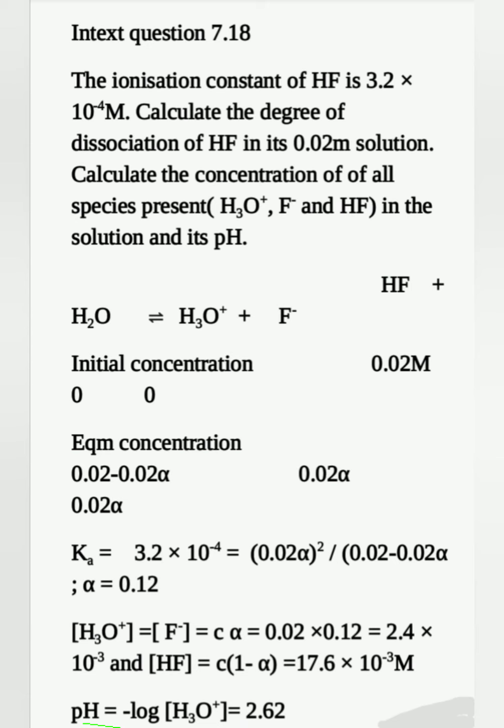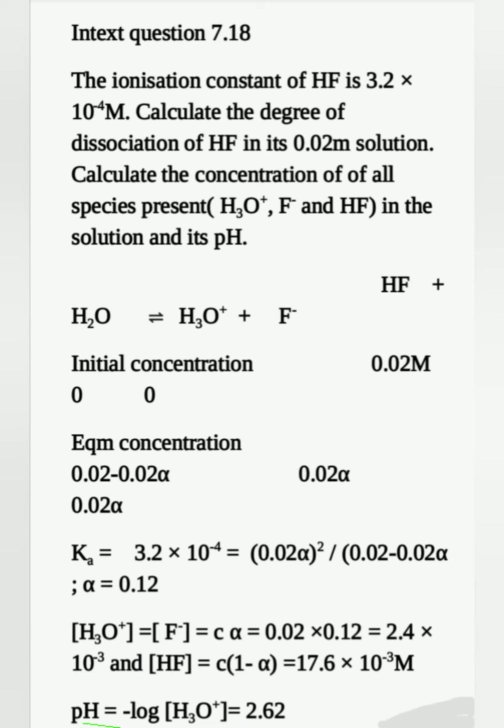Ionization constant means, since HF is an acid, we can say that it is Ka, the ionization constant of a weak acid. So Ka is given, and the degree of dissociation alpha has to be calculated, along with the concentration of all the species present in the reaction medium, plus the pH. So many details we have to calculate.